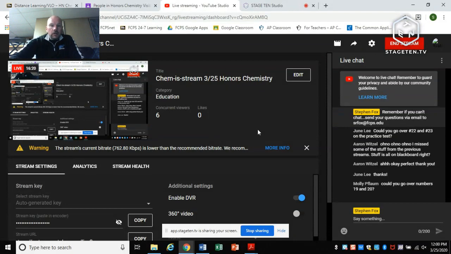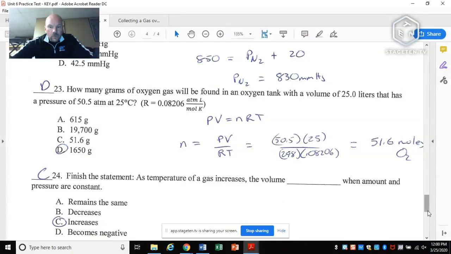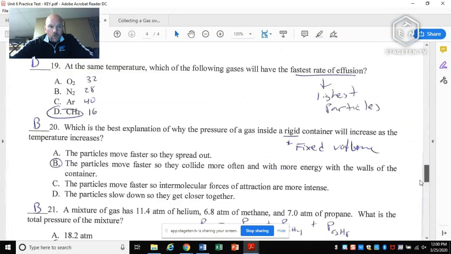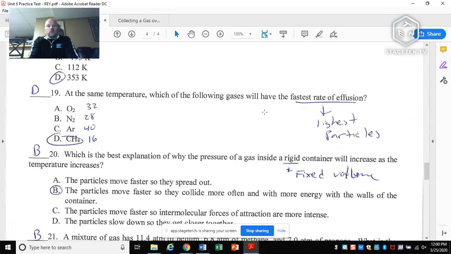We're on 19 and 20. Okay, so for 19, same temperature. Remember, as soon as you see same temperature, you should be thinking same average kinetic energy. And same average kinetic energy means lighter particles are faster, heavier particles are slower. That's it right there. Same temperature, lighter particles faster, heavier particles slower.